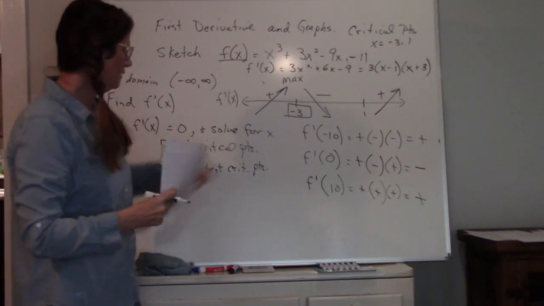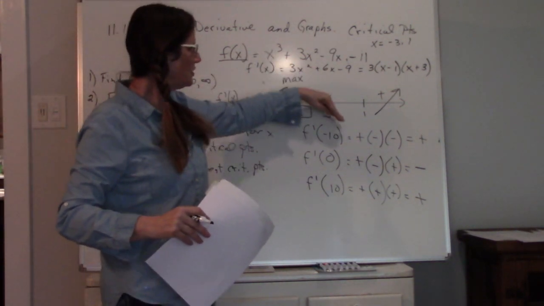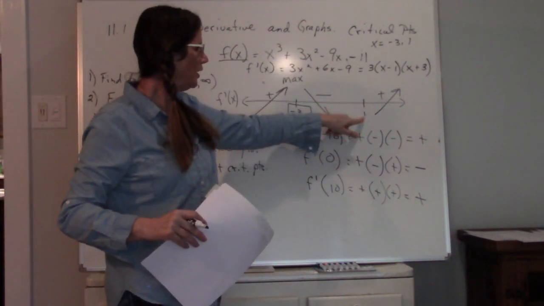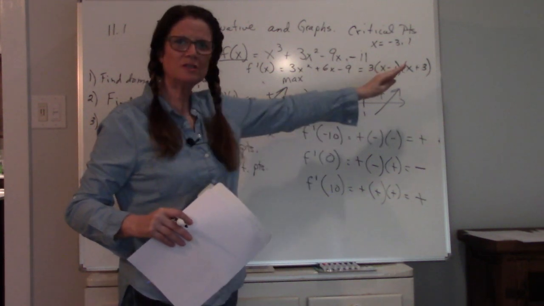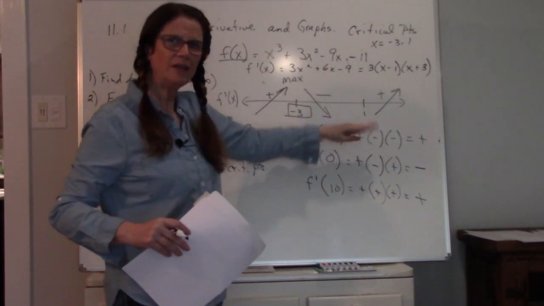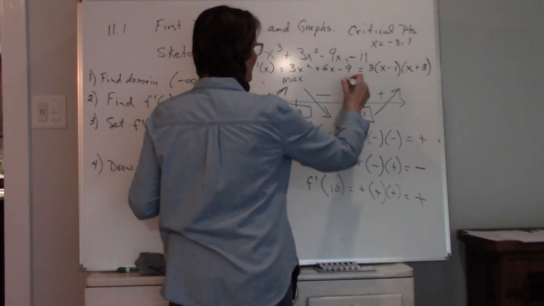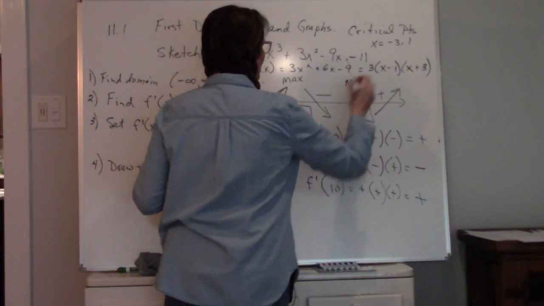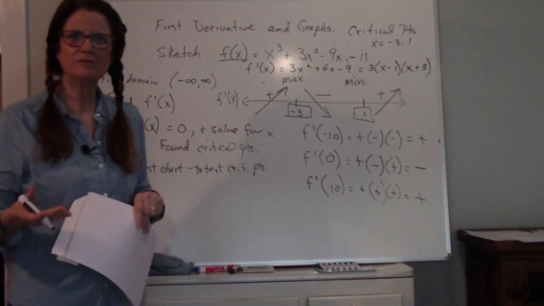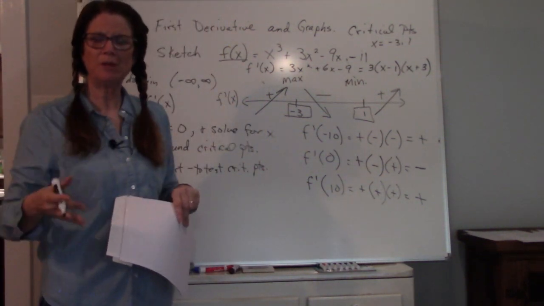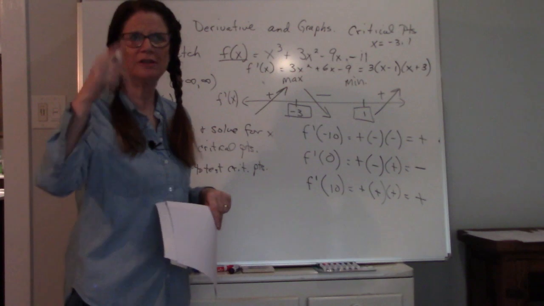Again, when you have a decreasing slope, it hits 1 and then it goes to increasing. You're going down and then up. This means this value is my minimum. So I have found my relative extrema, my maximum and my minimum. Okay, I'm going to stop here and then we're going to restart.